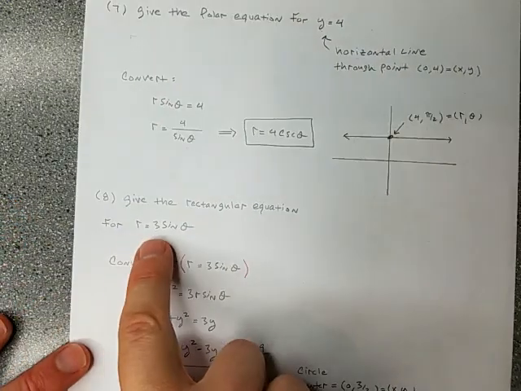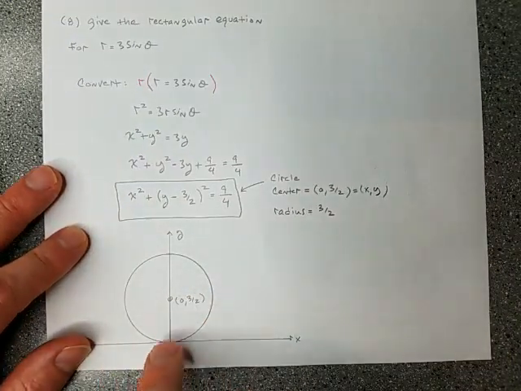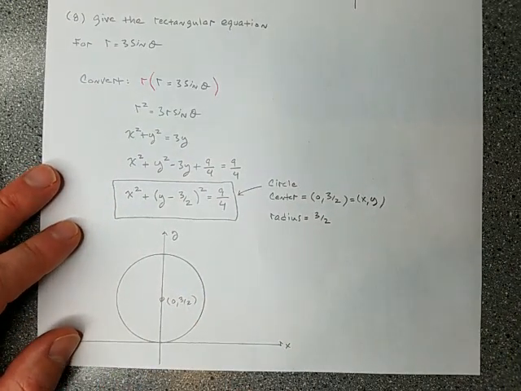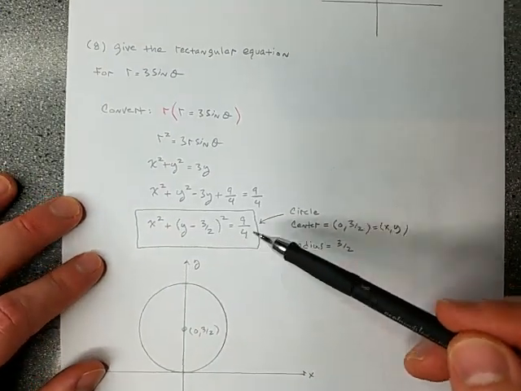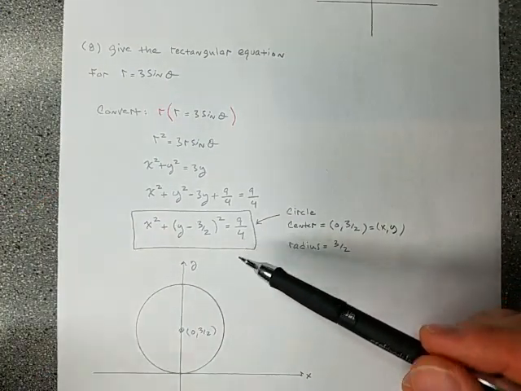So yeah, r is 3 sine theta. That's going to be a circle with its center on the y-axis, all right? Because I can associate it with this, the known equation of that sort of circle. All right, so that's 8.